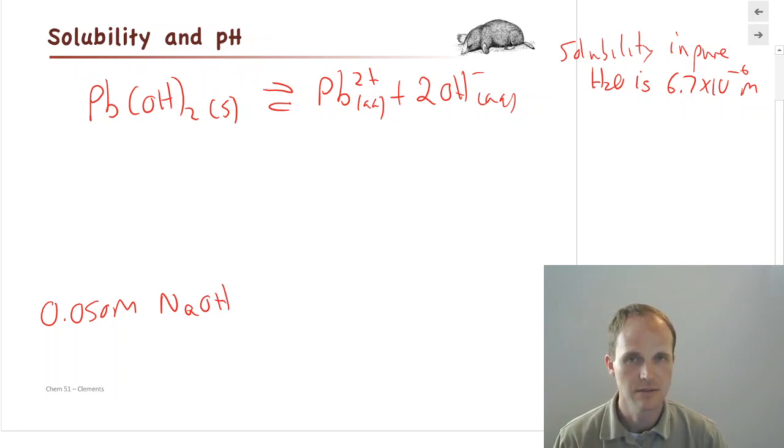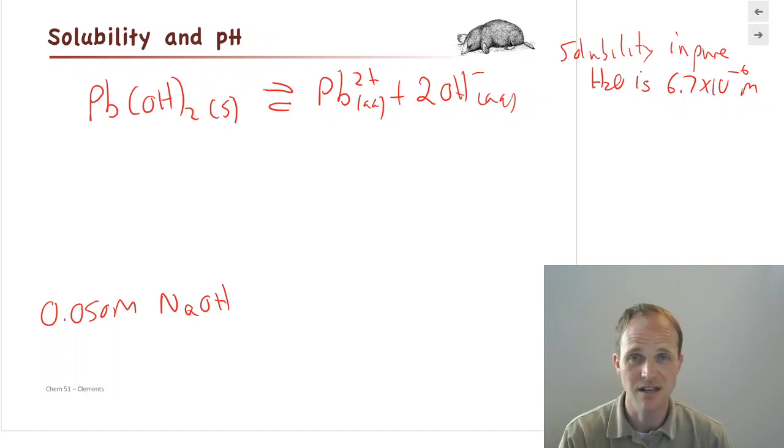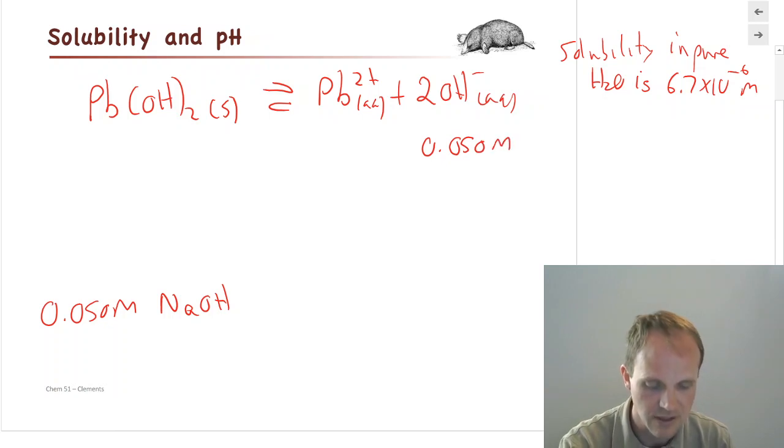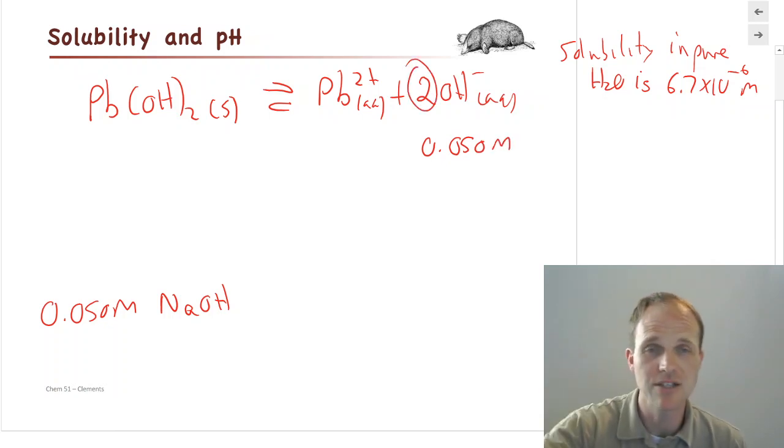Wow, that looks like a common ion effect, doesn't it? Right? I've got sodium hydroxide that's soluble. It's going to make hydroxide ion. And so I'm going to put a 0.050 molar here. Do I put a 2 in front of that? Do I say multiply by 2?